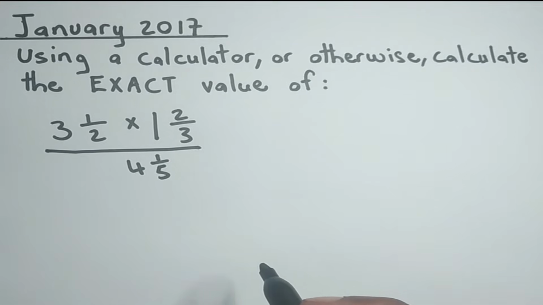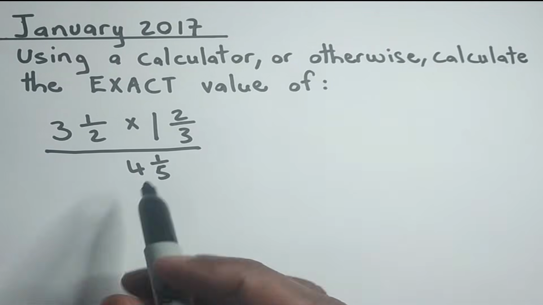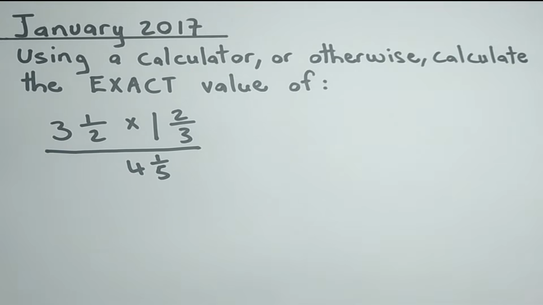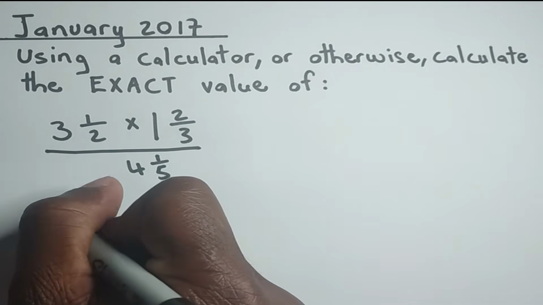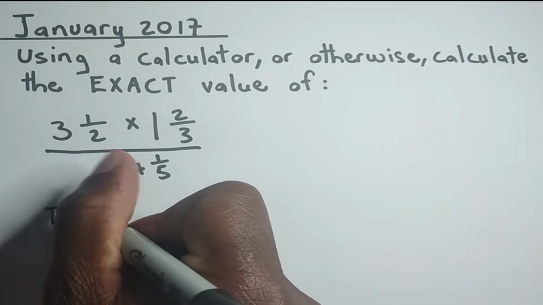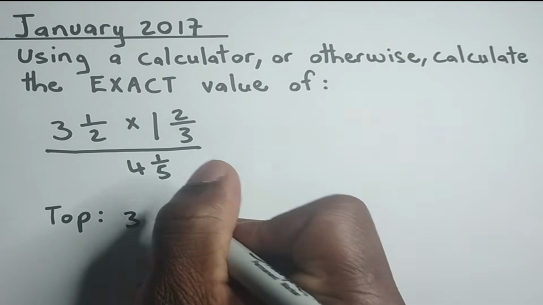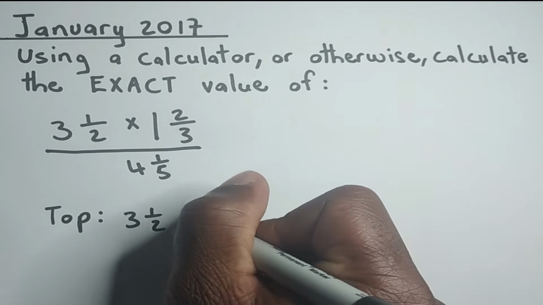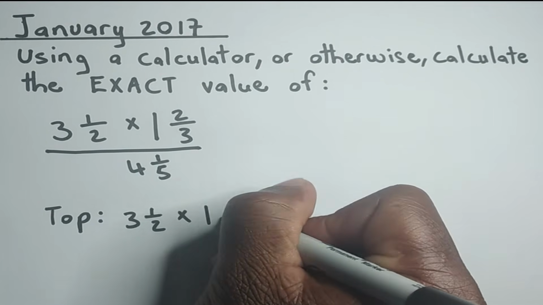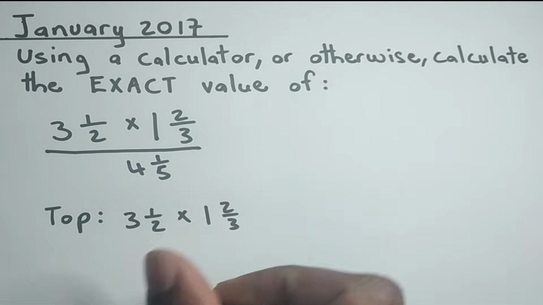Now the thing I always tell my students to do, if you're not comfortable working fractions that look like this, you can always separate the numerator from the denominator. Or if you're comfortable, we can call the numerator top. So we have top and we write out what's in the top. So we have 3 and 1 over 2 times 1 and 2 over 3.